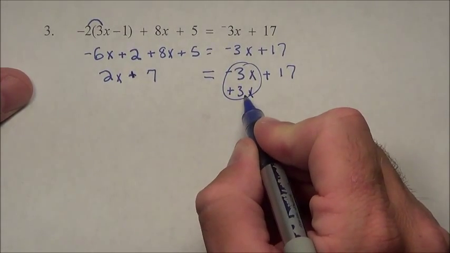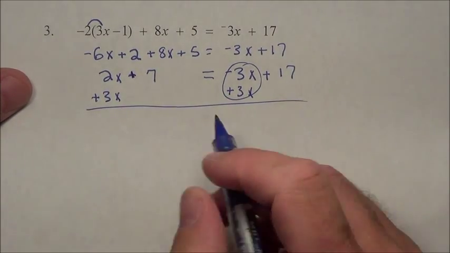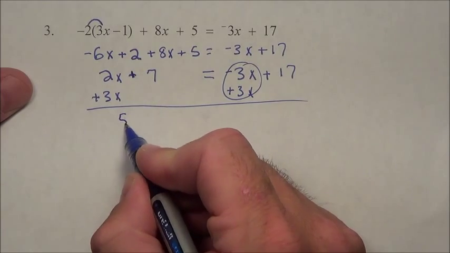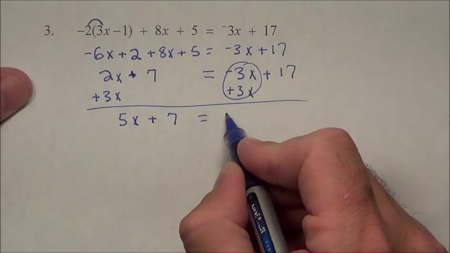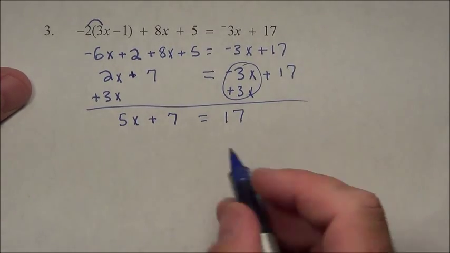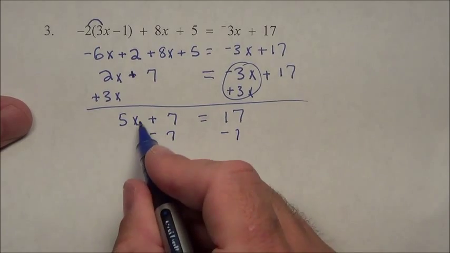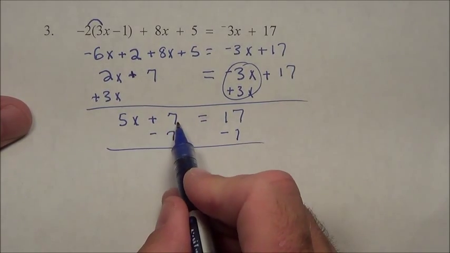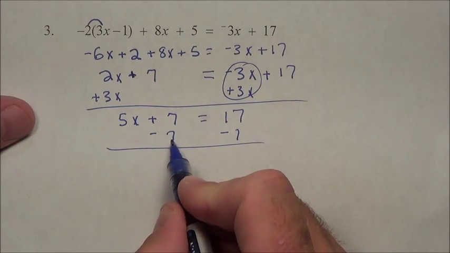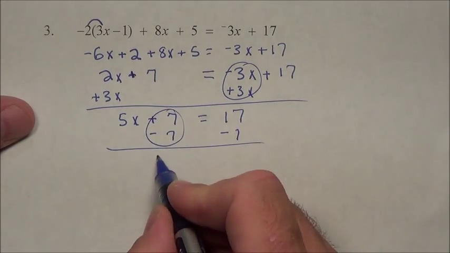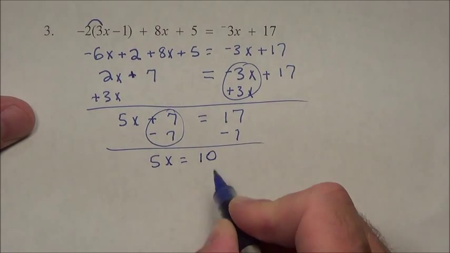But since we added 3x to the right, I have to add 3x over here on the left side of the equal sign. 2x and 3x is 5x plus 7 equals 0 plus 17 is 17. Now let's go to the adding 7, subtract 7, because I have x all by itself. Just need to get rid of this number with its buddy over here who's a number. So we subtracted 7. That went away. I had 5x. 17 minus 7 is 10.